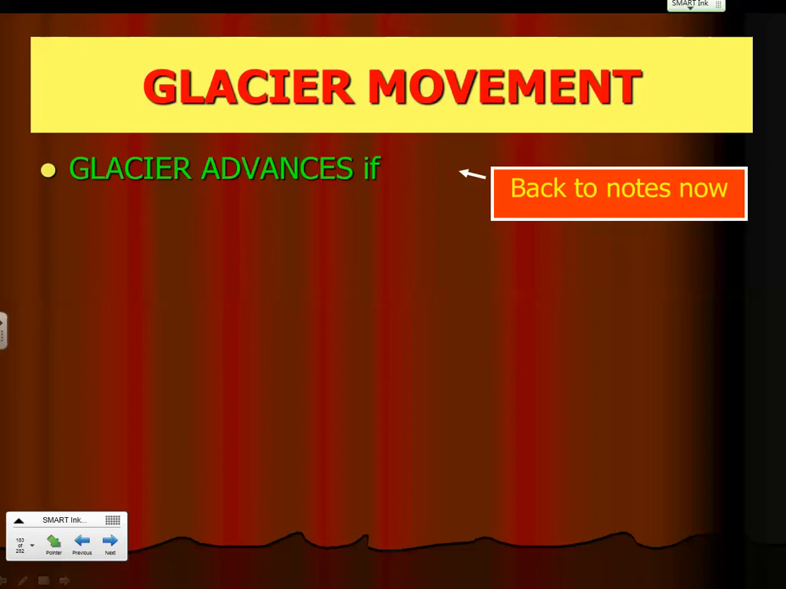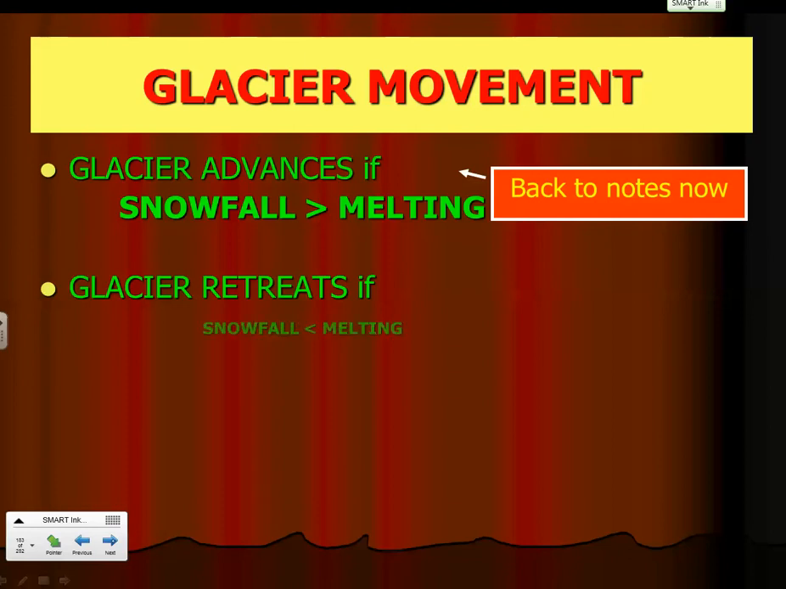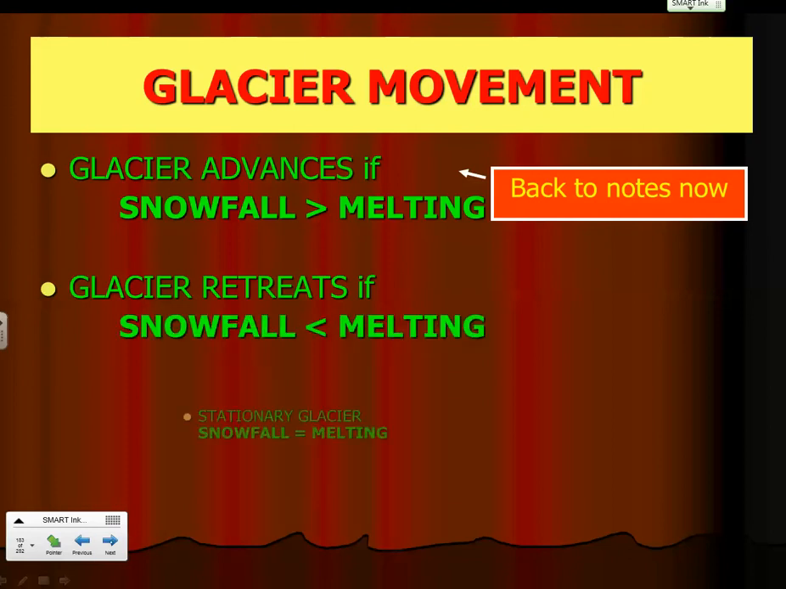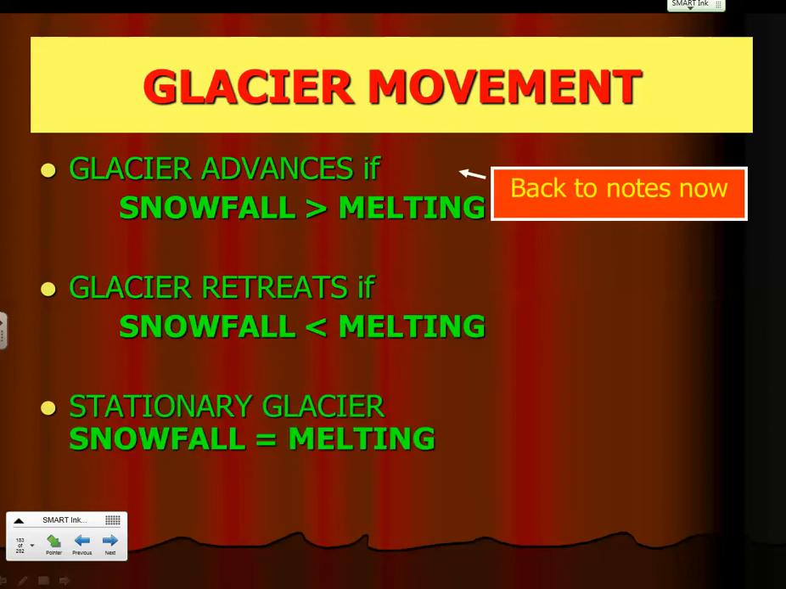So glaciers will advance forwards, move downhill or grow if snowfall is greater than melting. They'll retreat if snowfall is less than melting. And if it's stationary, snowfall is equal to melting. This is not rocket science. They call that a dynamic equilibrium.